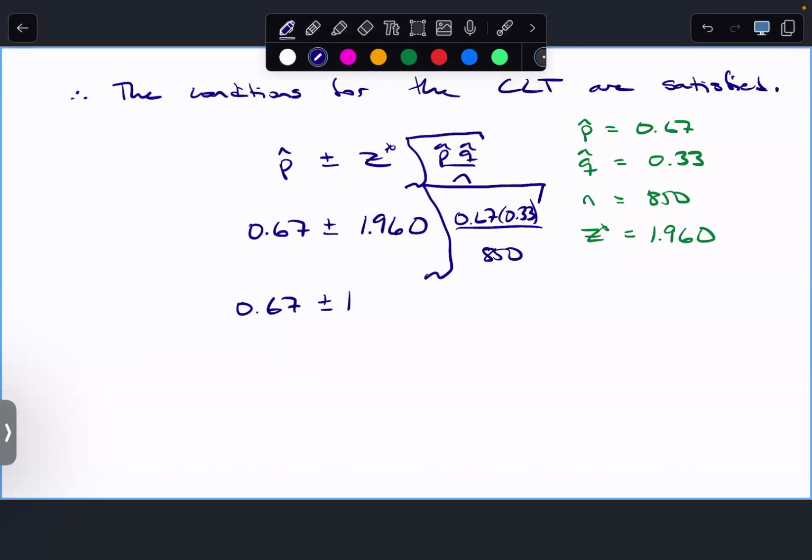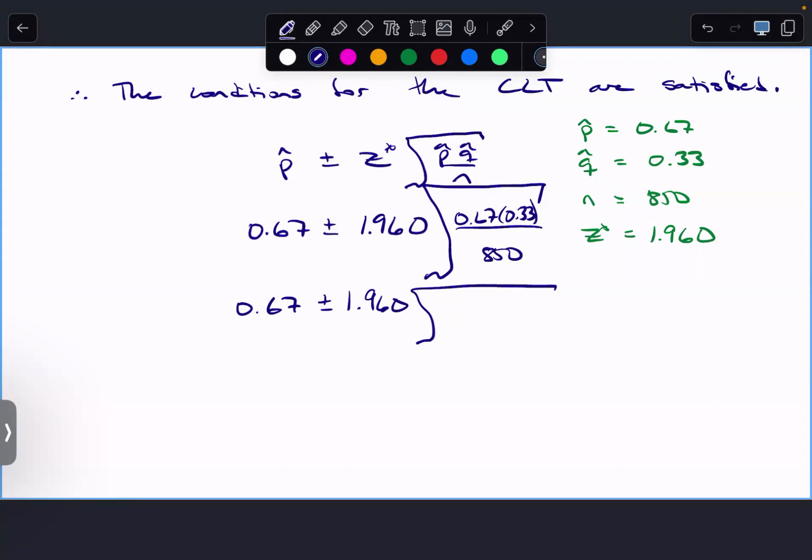Are we a BEDMAS crew or a PEMDAS crew? Or something else? Order of operations. Do you know what I mean when I say BEDMAS? Okay. In the States, I think they use PEMDAS: parentheses, exponents, multiplication, division, addition, subtraction.